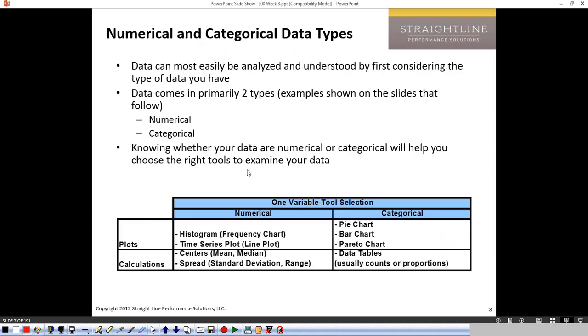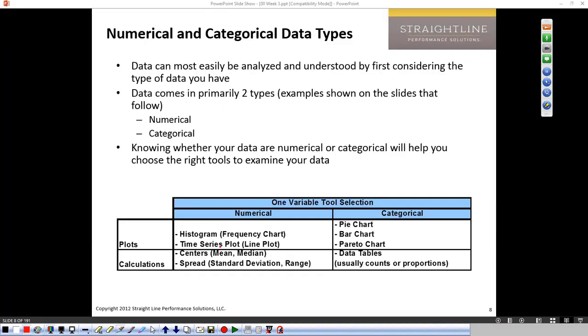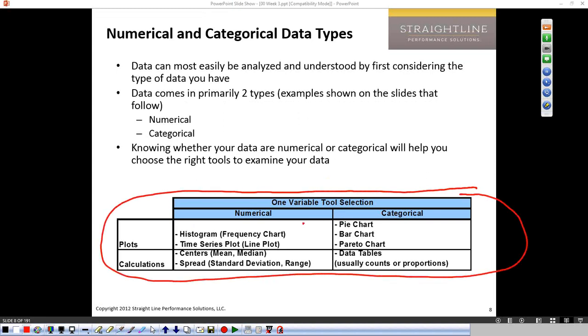I want to show you a couple different things. One is on slide number 8. This is a job aid. Come on back to me. There we go. On slide 8, this right here is a job aid, and this is for one variable.